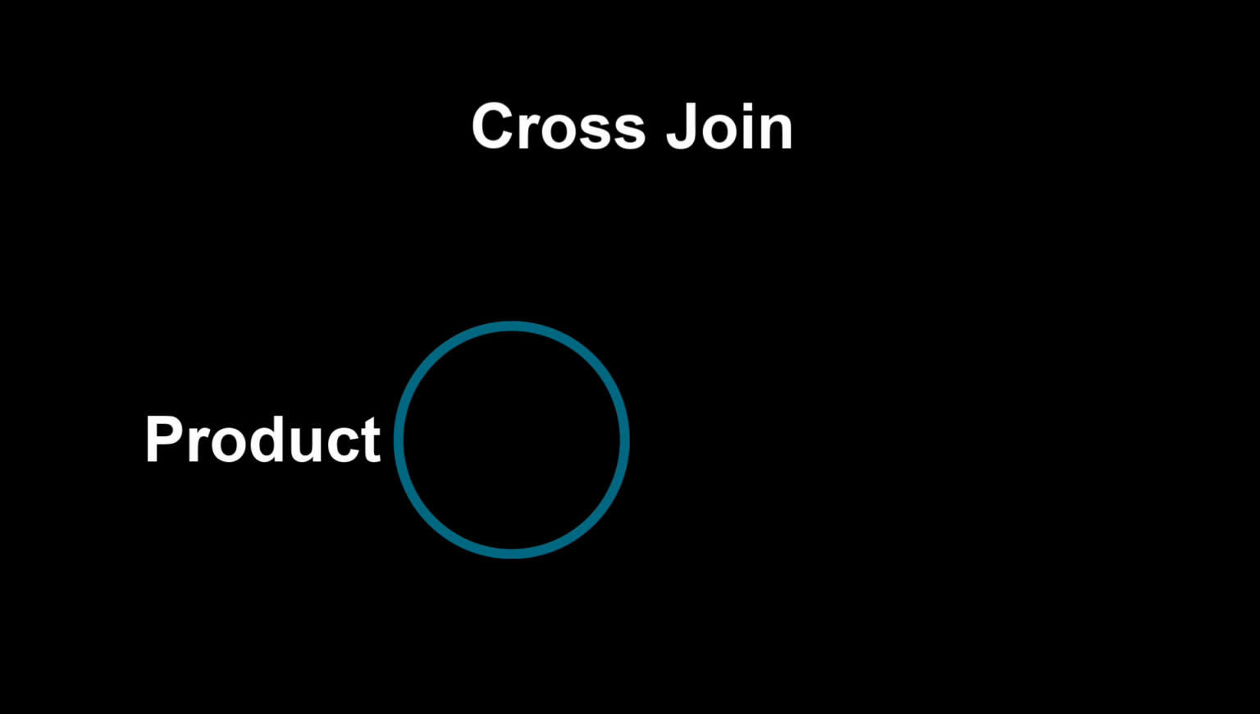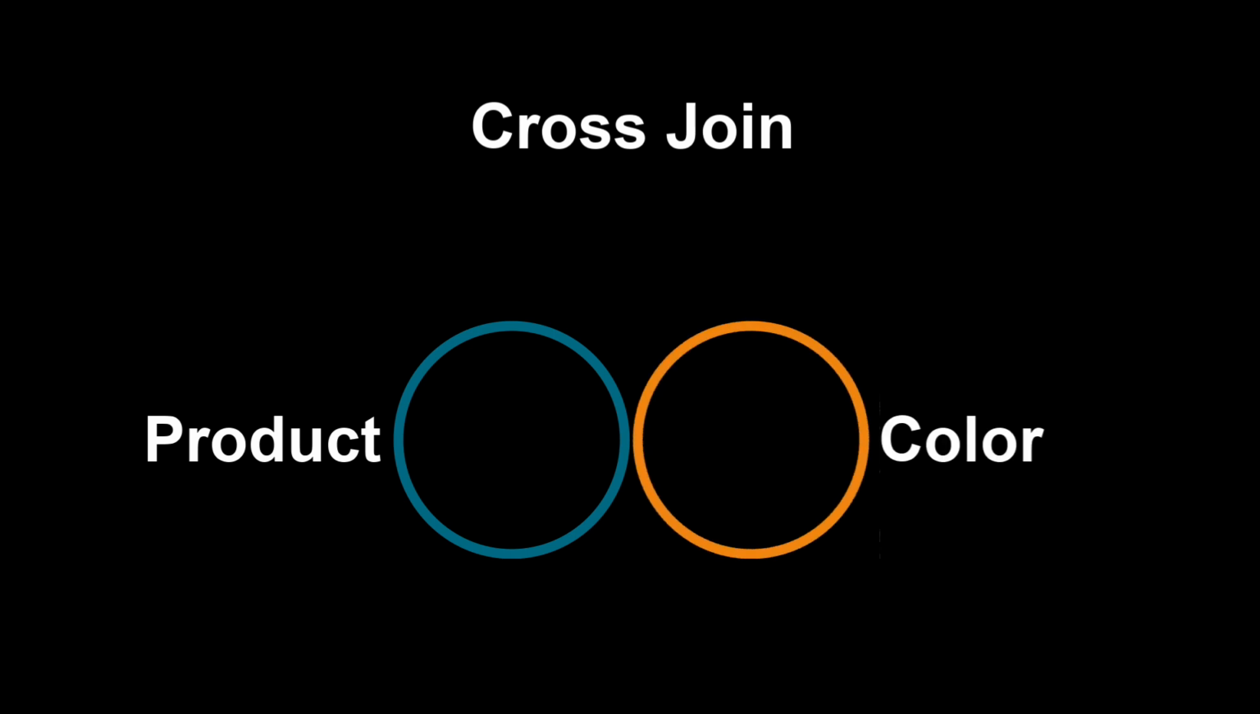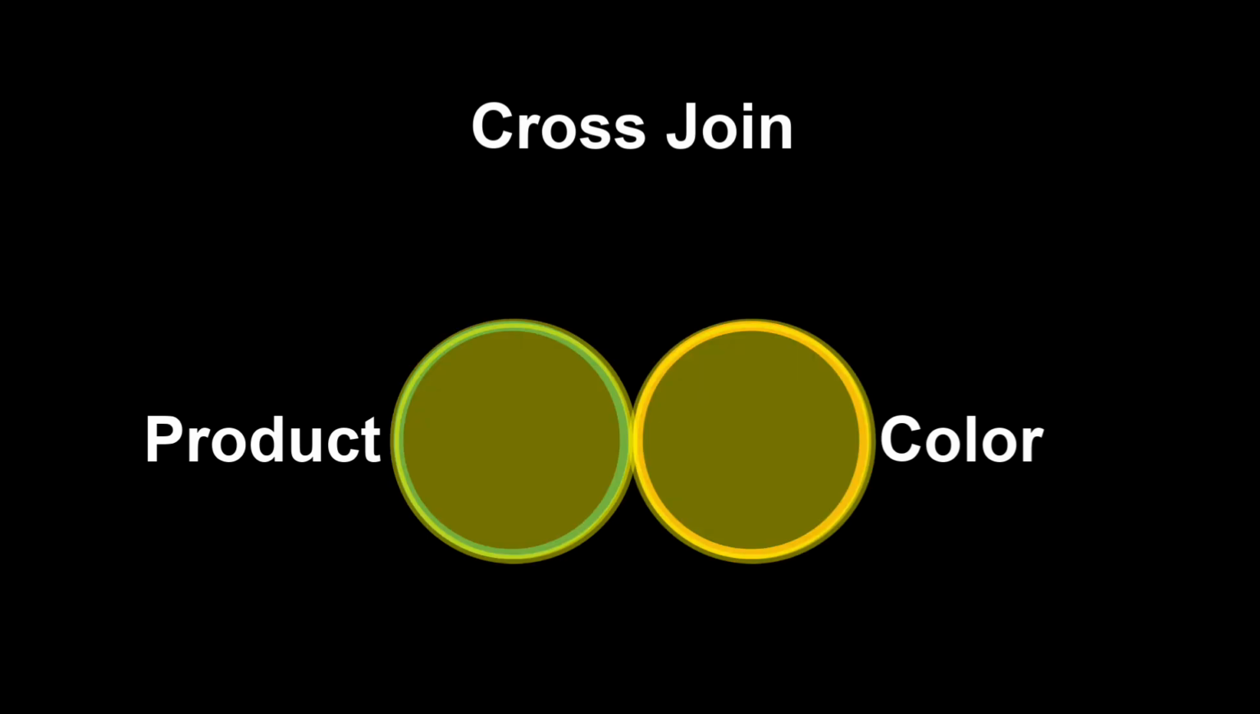In this diagram, the blue circle represents the data in the product table. The orange circle represents the data in the product color table. When we use a cross join, all the possible combinations of data from all tables in the join are returned. The shaded area represents the data that is returned with a cross join.